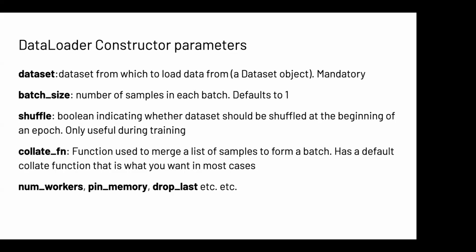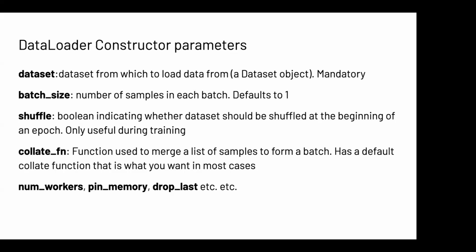So what is the collate function? The collate function is used to take each data sample and merge them together when forming our batches. You have all these individual data points, and there's a function that tells you how to merge all of these samples together to form the batch. There is a default collate function, and generally you probably want to use that.